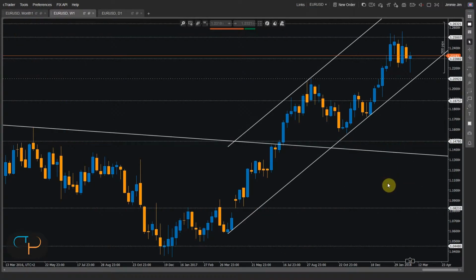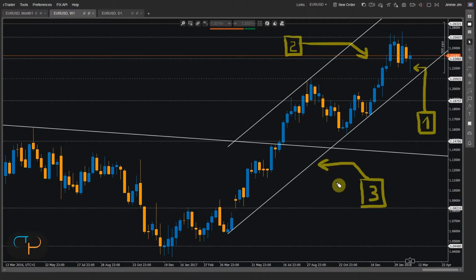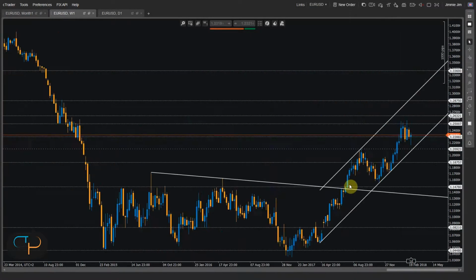On the weekly chart, the bias is bullish, and that's because, first of all, of this pin bar, then because the price closed the week above this 1.2288, and of course because the trend is still ascending. Now let's look at the daily chart.